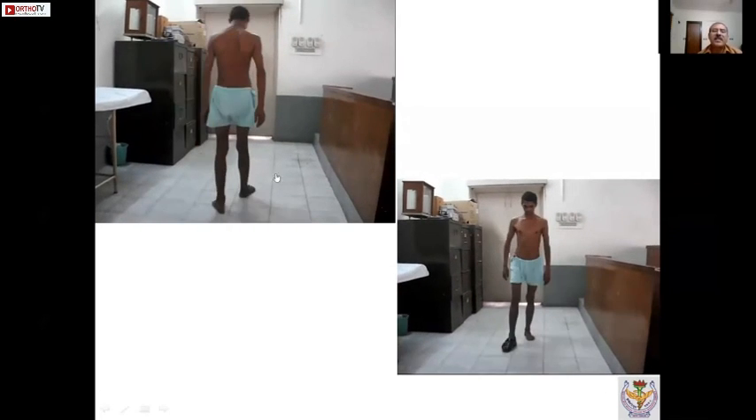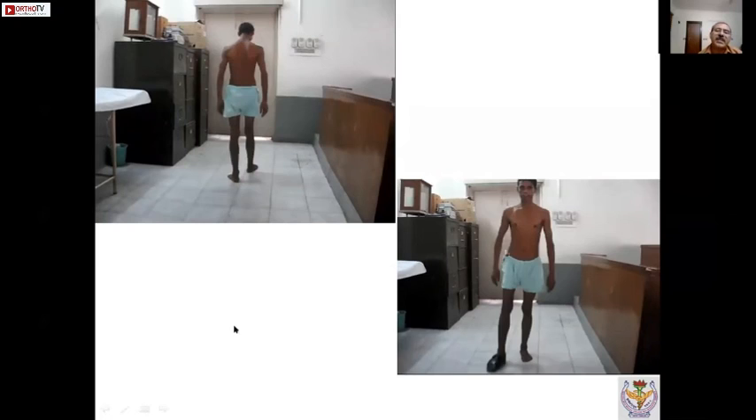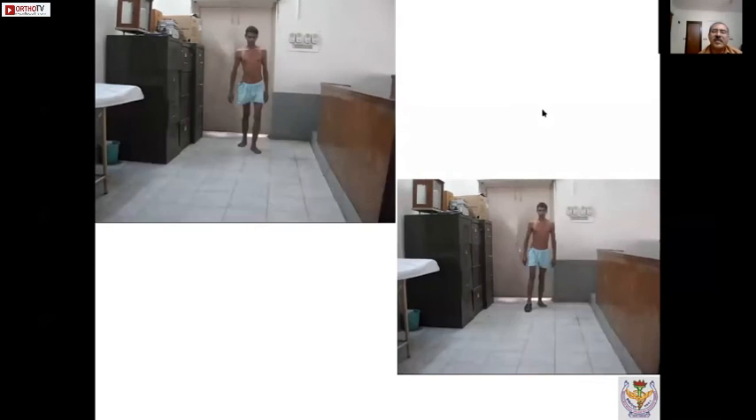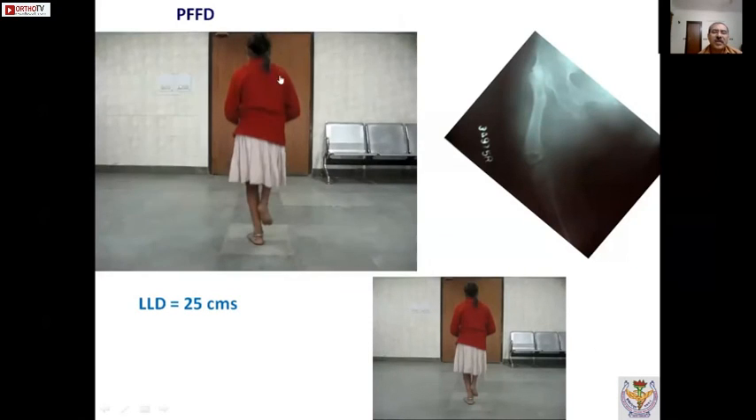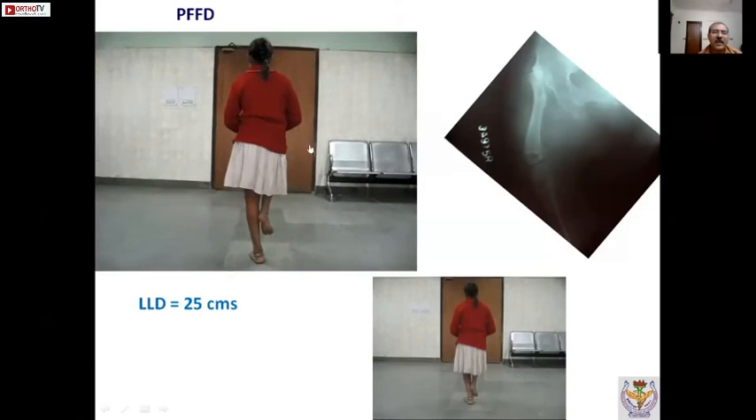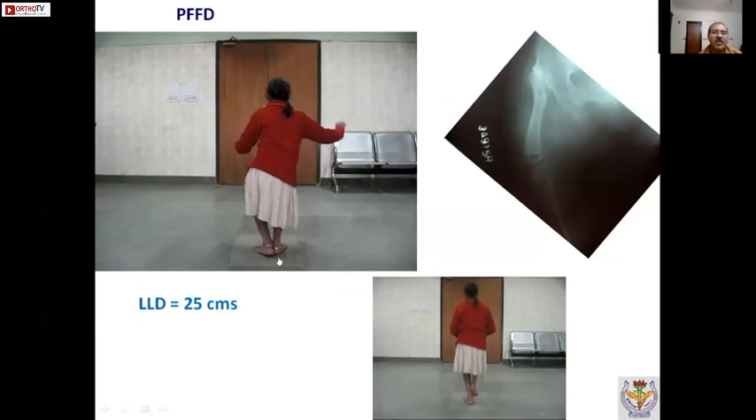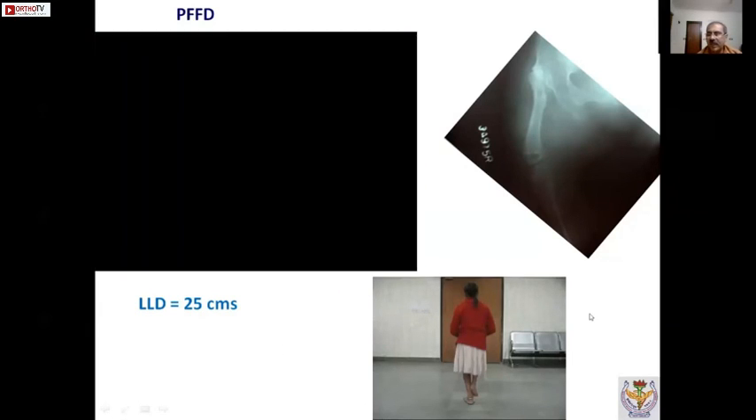Now this is a case where the limb length discrepancy is very severe, 25 centimeters, imagine, because of proximal femoral focal deficiency. And we ask the patient to stand. So you can look at the vertical dip there, vertical dip of the shoulder and the pelvis, so unstable, right? So that is a typical short limb gait, vertical dip downwards.